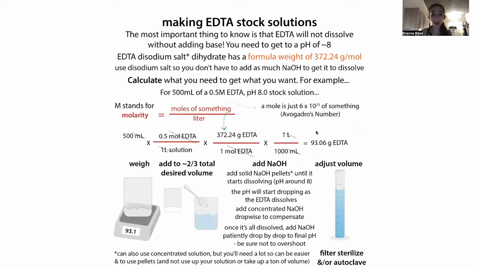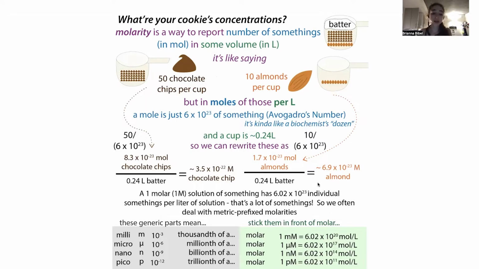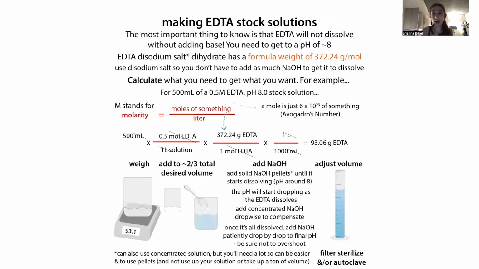Often when we're making an EDTA stock solution, a convenient concentration is 0.5 molar. So it's the same as saying 500 millimolar. You can make different concentrations if you want. Typically it would be a lower concentration. You want to have a high concentration, but you still want it to be able to dissolve. And so all these molecules have a solubility limit.